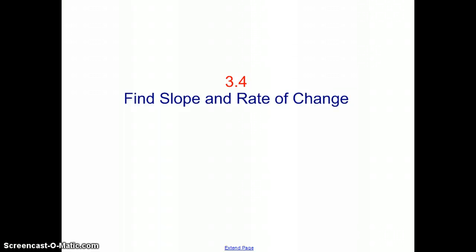All right. Here we are continuing in Chapter 3, Section 4. This is finding slope and rate of change.